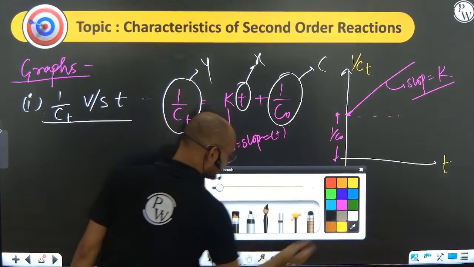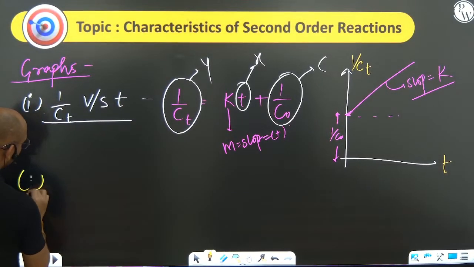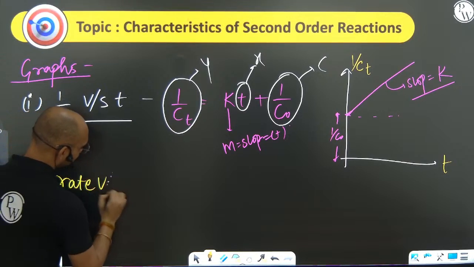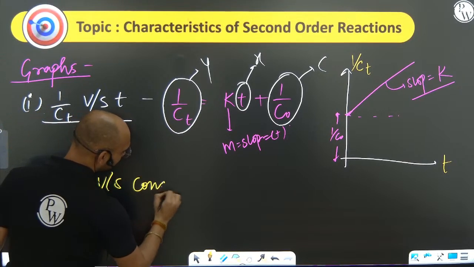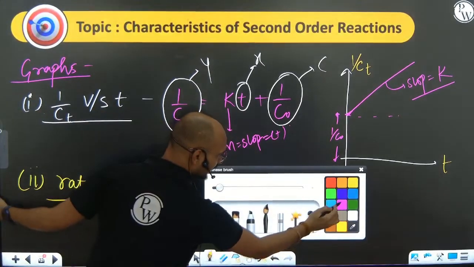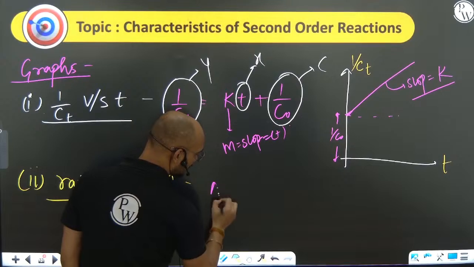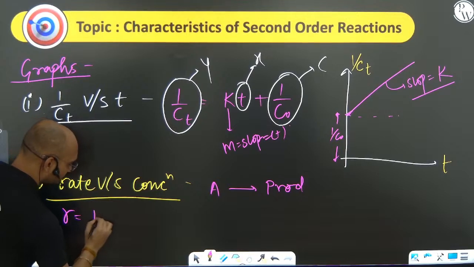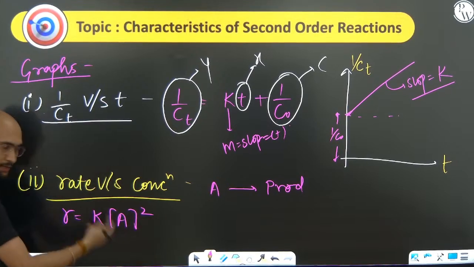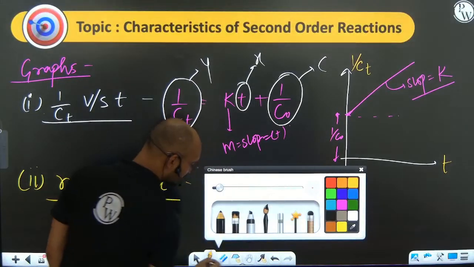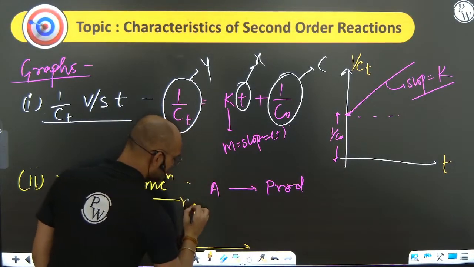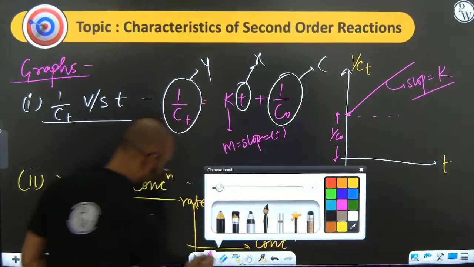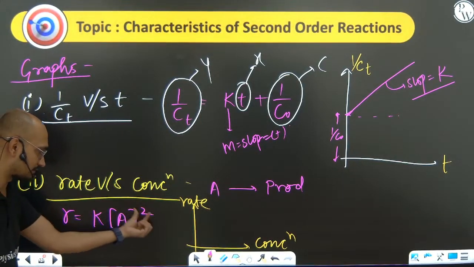Chalo bhai, next we are going to talk about the second: rate versus concentration. What is rate versus concentration? Chaliye bataiye. For any second order reaction, consider A to product. So what will be the rate law expression? R equals K A to the power 2. So how do you draw that? You will just make it something like that. Consider it is rate and it is concentration.